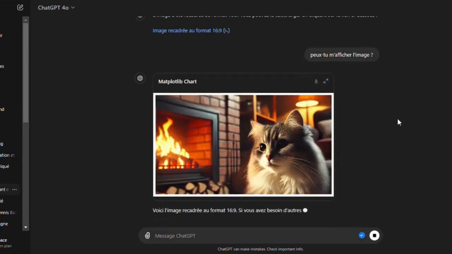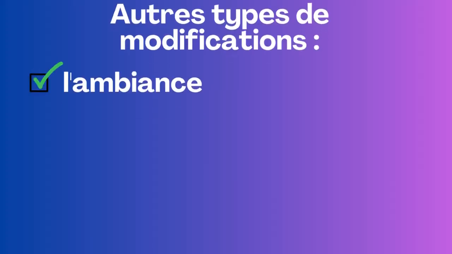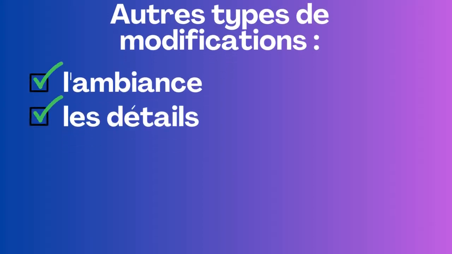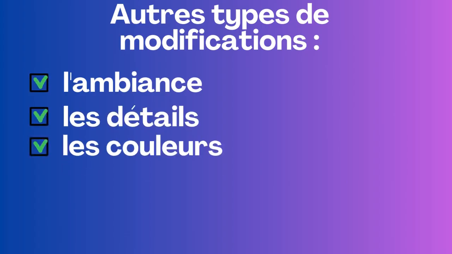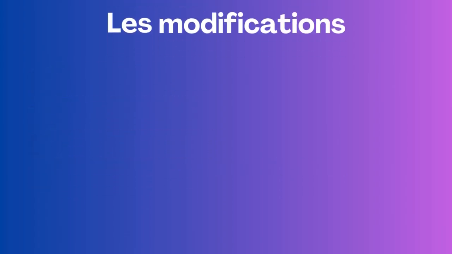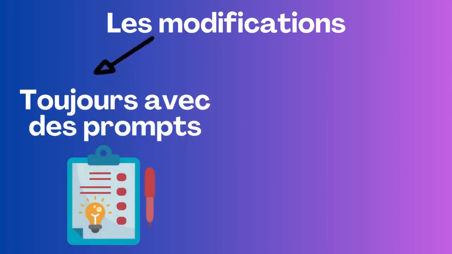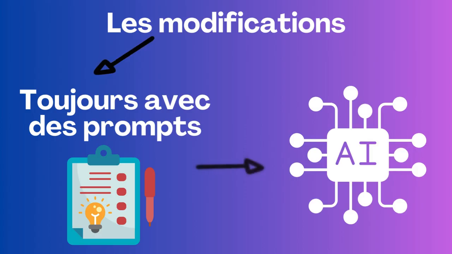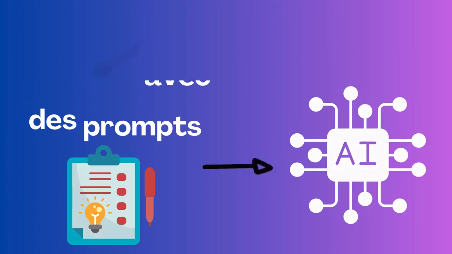But that's not all. You can also modify the composition of the photo by adjusting the ambience, adding more relevant details, enhancing the colors, specifying the desired staging, etc. All these modifications need to be formulated as precise prompts so that ChatGPT can properly understand your request.